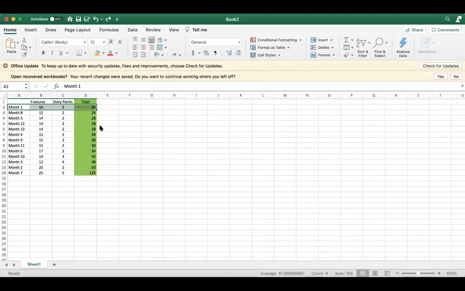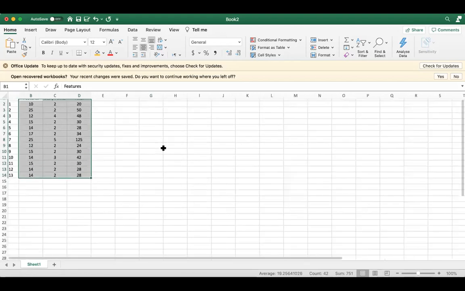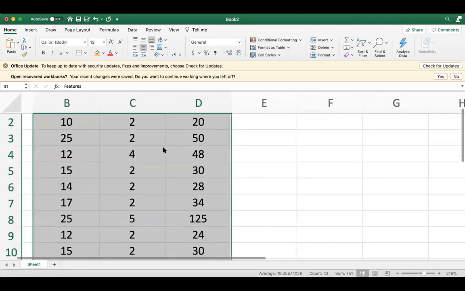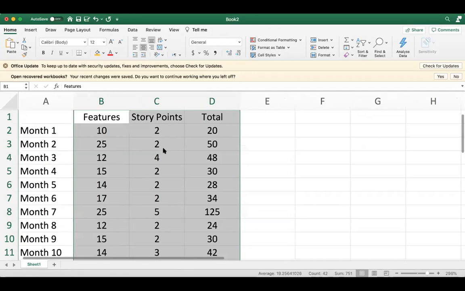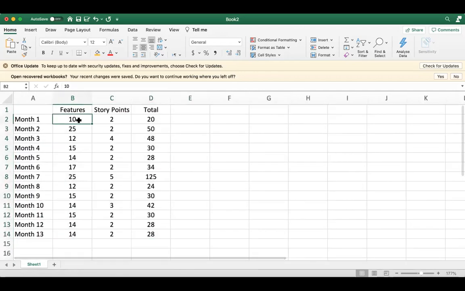Let me show you that example again. Okay, I said, imagine I have month 1, month 2, month 3, month 4. We look at the number of features we can deliver in each month. I said, well, month 1, we're doing 10 features. Every feature is 2 story points. Month 2, month 3, month 4, we see every month how many features we can deliver.